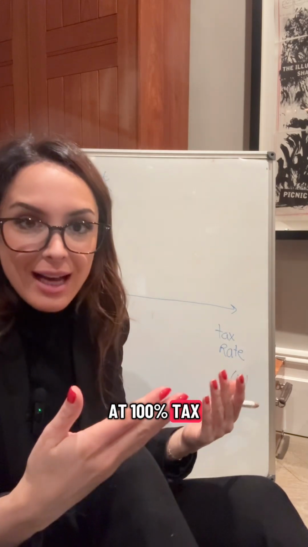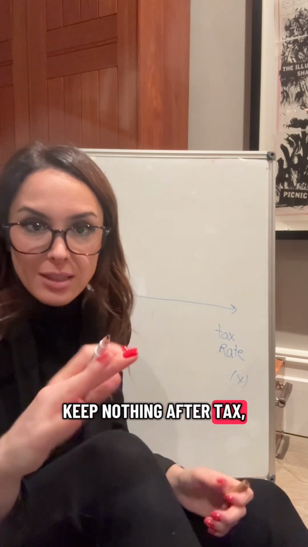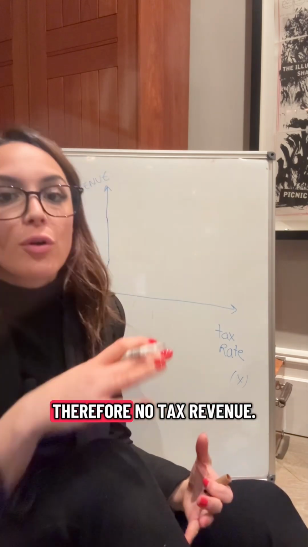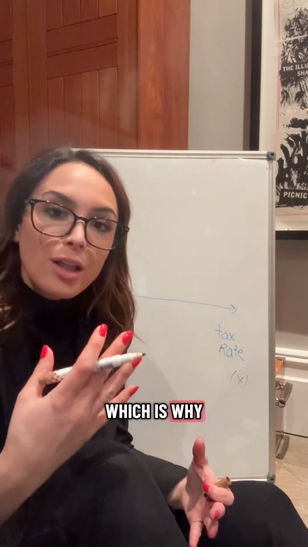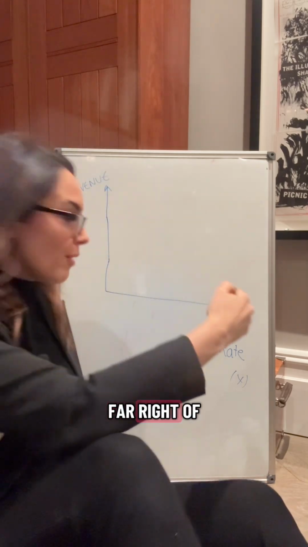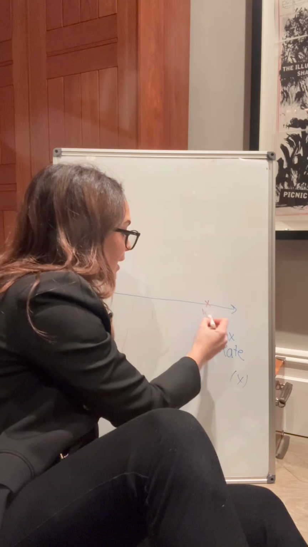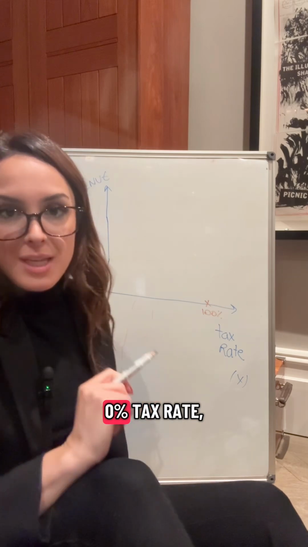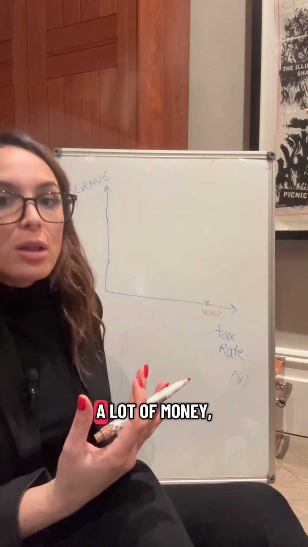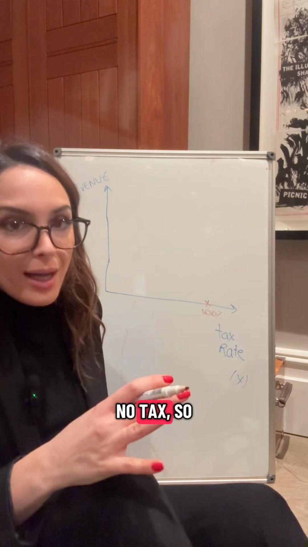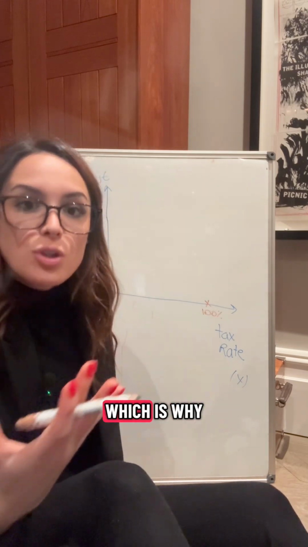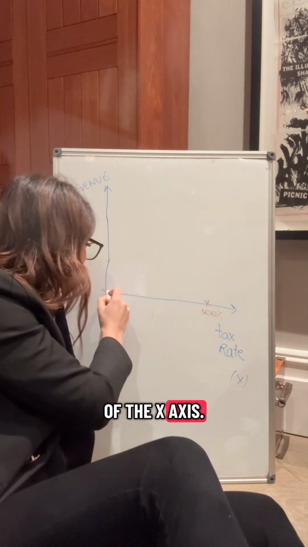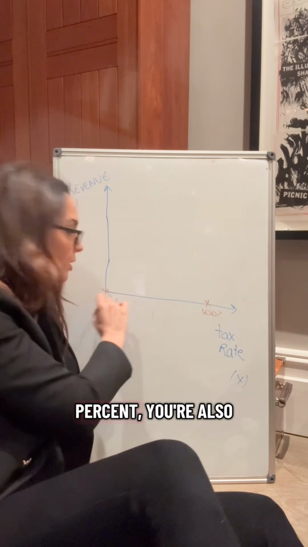At a 100% tax rate, if you keep nothing after tax, why would you work? You wouldn't. No work means no income, and therefore no tax revenue, which is why the curve touches zero at the far right of the x-axis at 100% tax. Now, at a 0% tax rate, you might earn a lot of money, but you pay no tax, so revenue is also zero, which is why the curve also touches zero on the far left of the x-axis. So at 0%, you're also at zero.